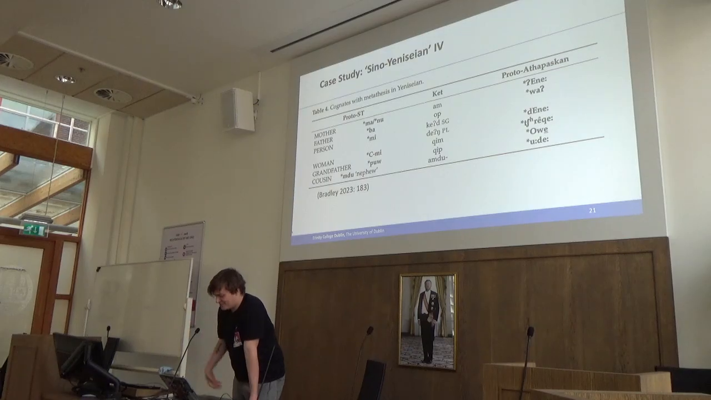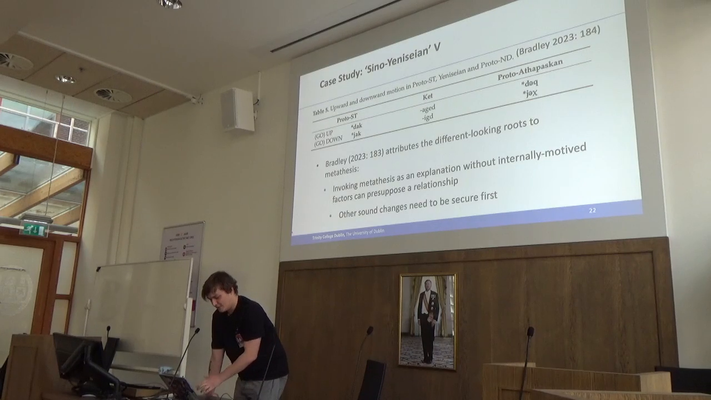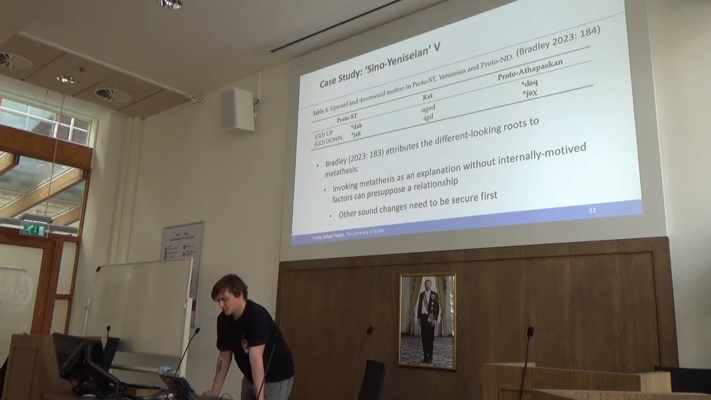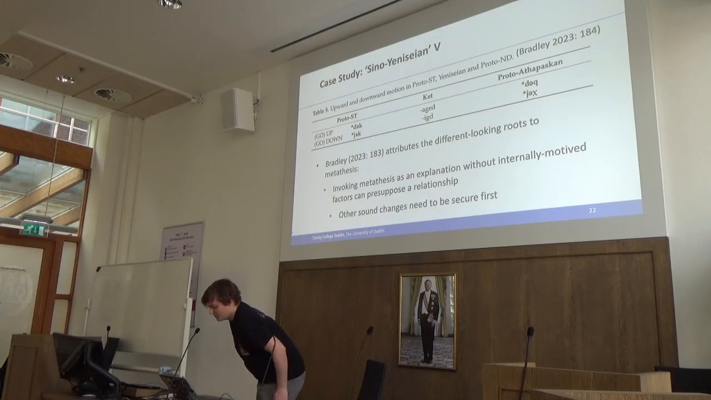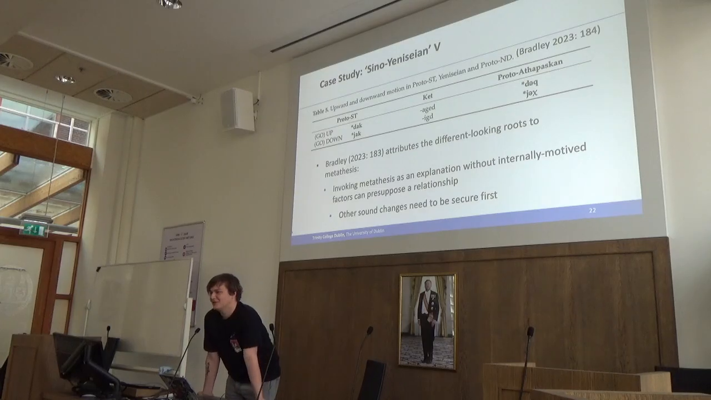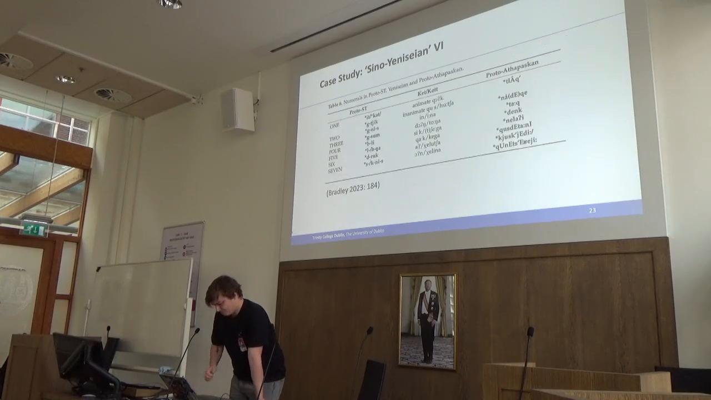And then this is another thing I wanted to mention. Oftentimes when you have these sorts of proposals, people will say, oh, this is actually the same root, it was just metathesized. However, as we're going to learn later, invoking metathesis as an explanation without internally motivated factors presupposes a relationship, because it assumes that the two roots were originally similar when we don't actually know if they were, right? So this is a completely circular argument. Other sound changes need to be secure first. I will say though, the word for up and down in Sino-Tibetan and Athabascan are shockingly similar. It could just be a coincidence though.